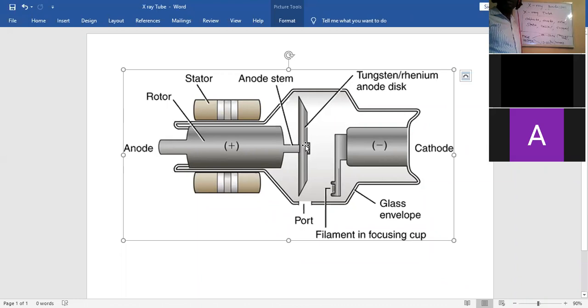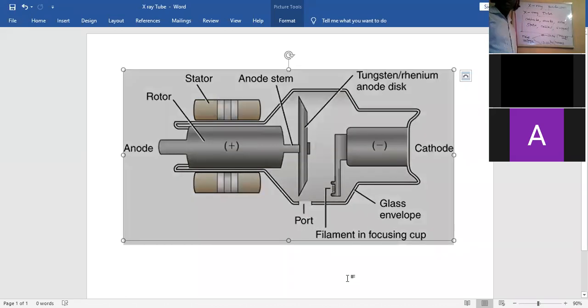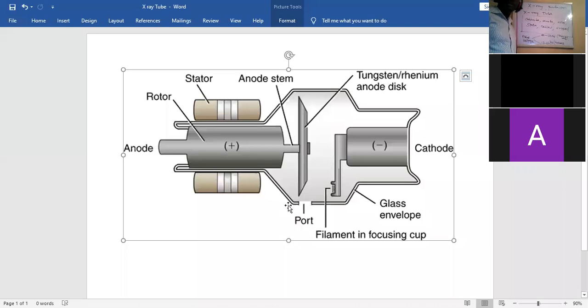The electrons come here, impinge on this, and are decelerated. Deceleration causes photon emission. This is the port where the X-rays will be collected and leave from. When you open this, we have collimators here that define the field. We have tungsten as the major element.